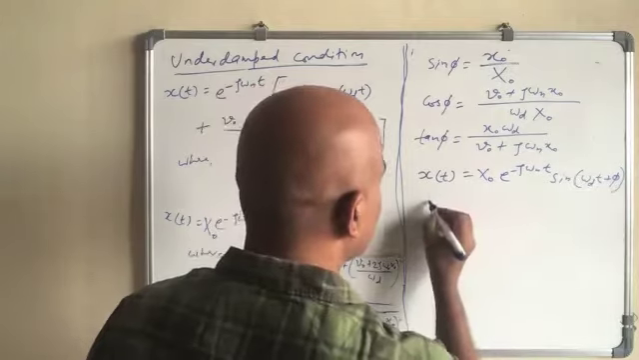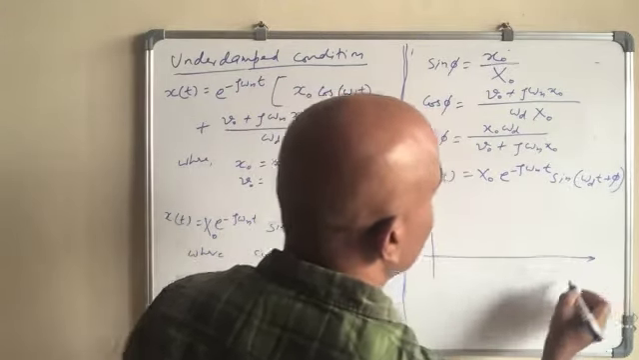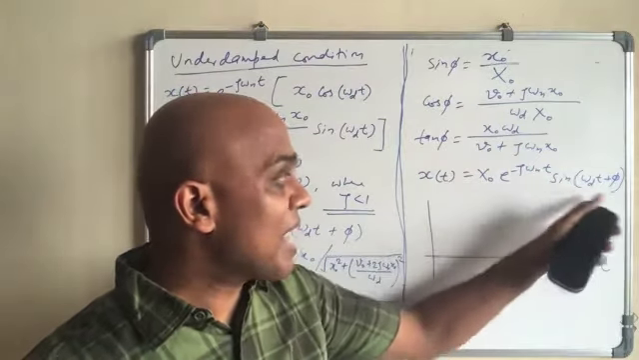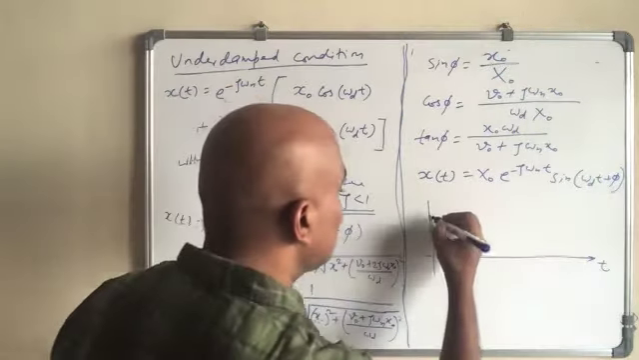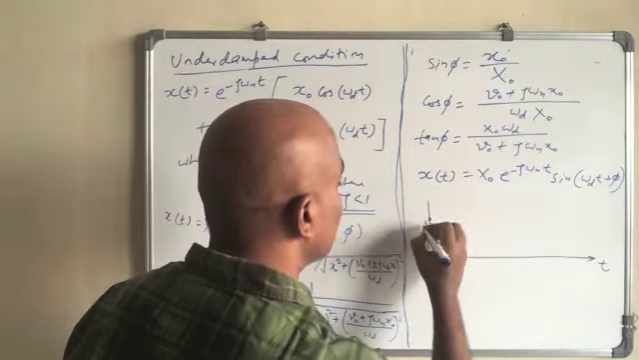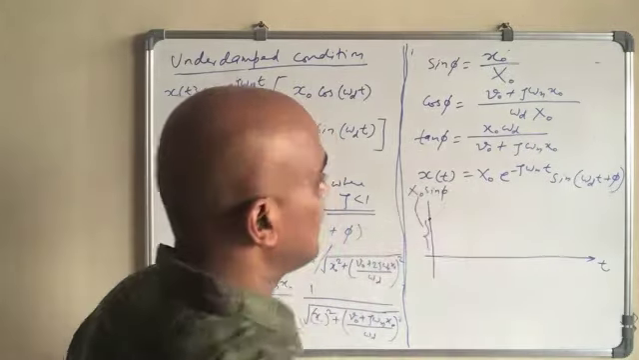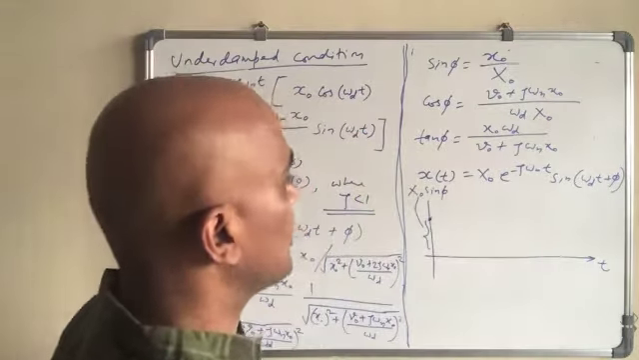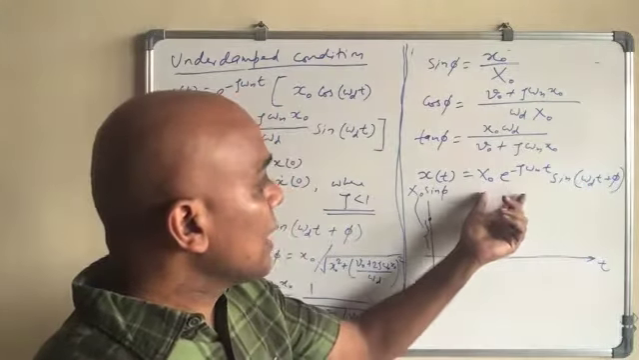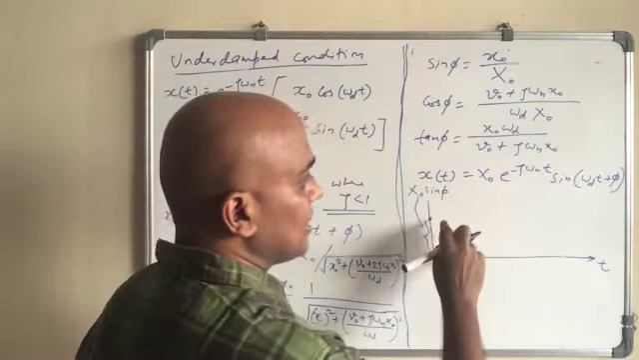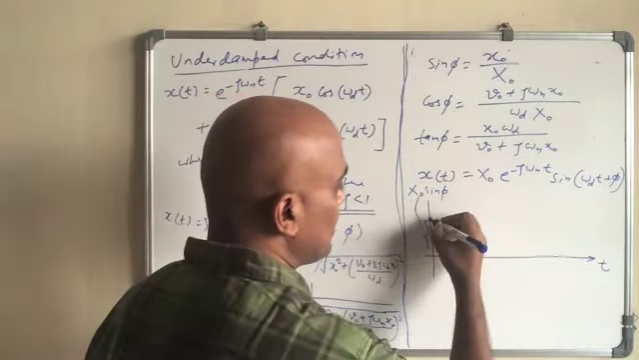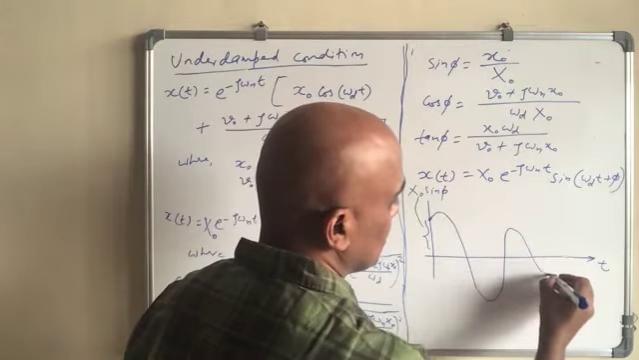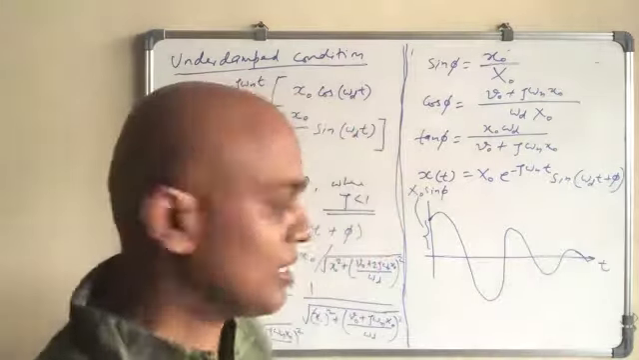But if there is a phi here, how will you plot it? It will look like something with respect to t. At t equal to 0, you start with a value which is x naught sine phi. This is the initial value, and from here it will go up, and it will go like this.